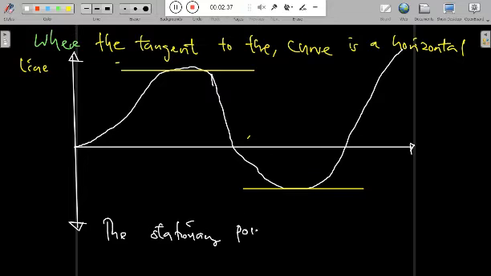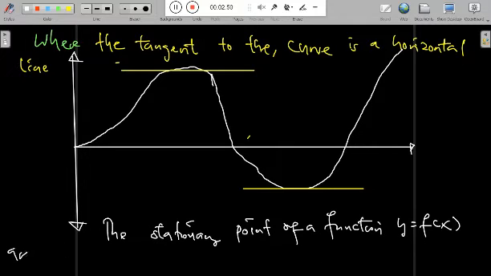The line dropping downward, going to the negative side, corresponds to a local minimum. So the stationary points of the function are the solutions to the derivative dy over dx equal to 0.